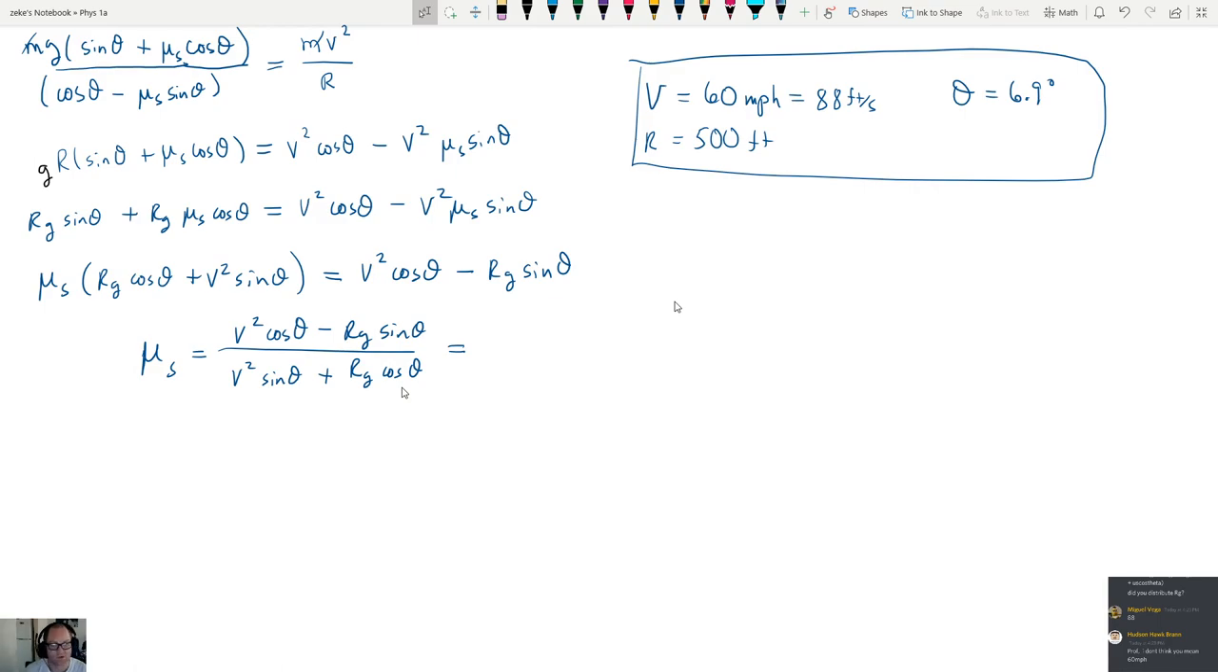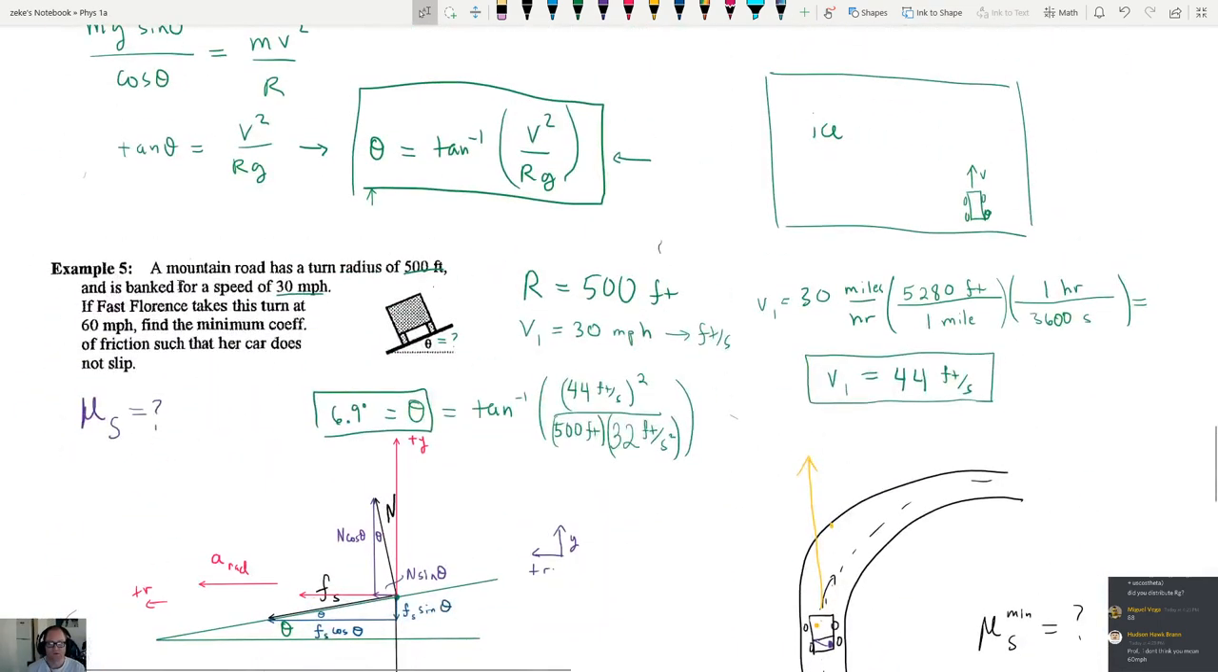No, it is 60 for this one, Hudson. Let's look, we'll go back. It says a mountain road has a turn radius and is banked for 30 miles an hour. If this person takes the turn at 60, find the minimum coefficient of friction. So we do want 60 miles an hour.